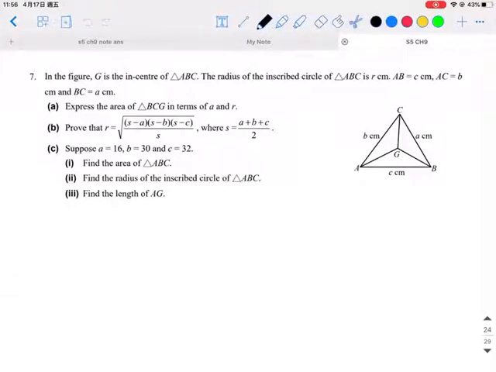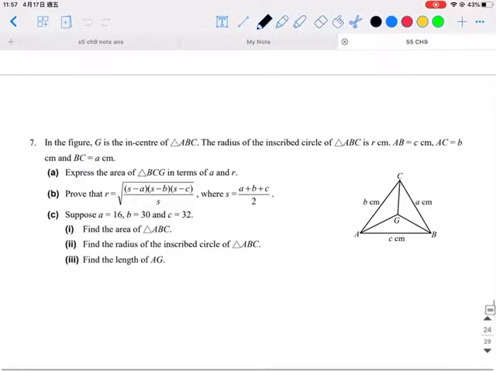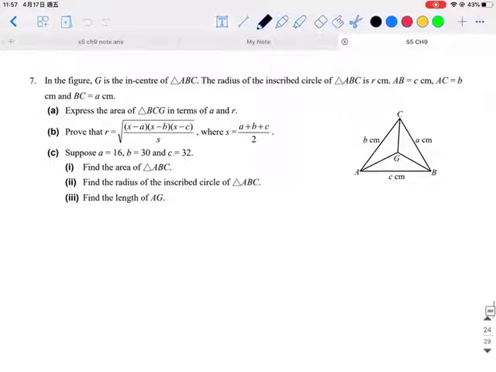In this video, I will show you the question of worksheet 6. Okay, so question number 7, which is a little bit long. So first one, in the figure, G is the in-center of triangle ABC. Therefore, the in-center in the radius is inscribed to circle ABC's R.